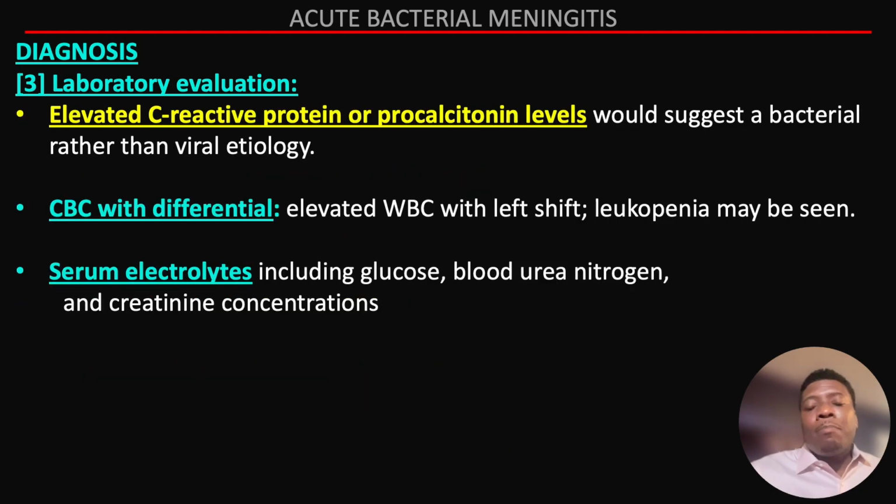Other laboratory findings that are supportive are an increased C-reactive protein. Remember that CRP is a non-specific marker of inflammation. In patients that have an increased procalcitonin level, that also suggests a bacterial rather than a viral cause for meningitis. CBC may show a high white count, but they may also have leukopenia, so therefore it doesn't help you as much, but we often obtain it anyway.